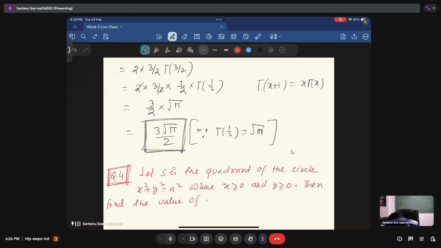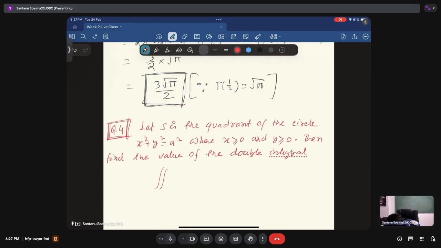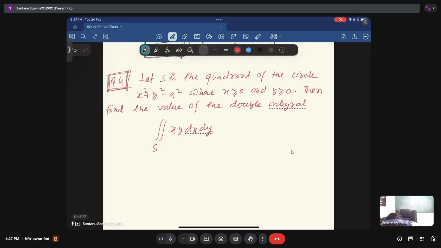Find the value of the double integral, and the double integral is given by the integration of xy over the region S, dx dy. So the region S is given by x, y such that x square plus y square is a square, and both x and y are positive. I mean non-negative. So now we can try to do the solution.